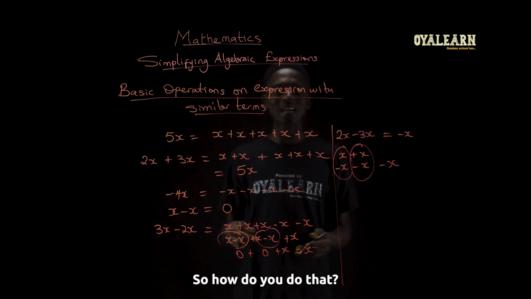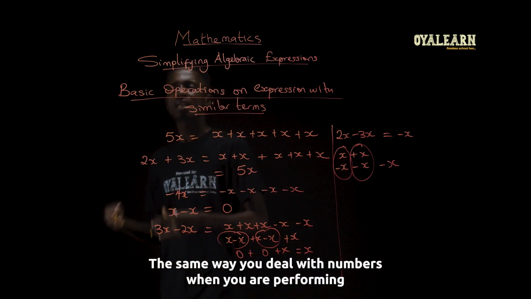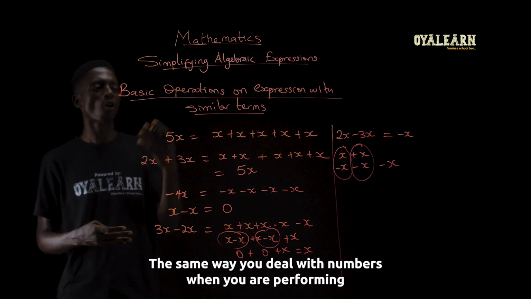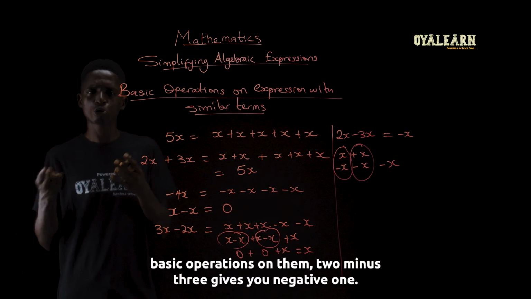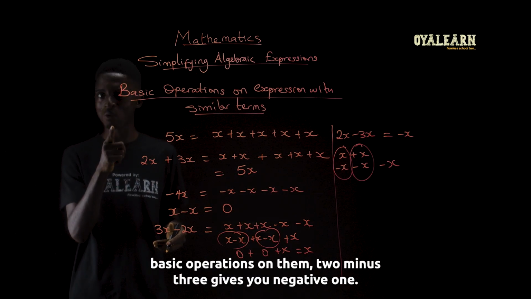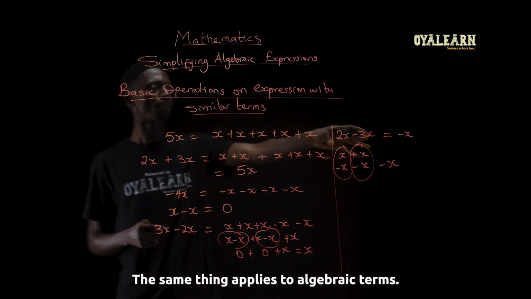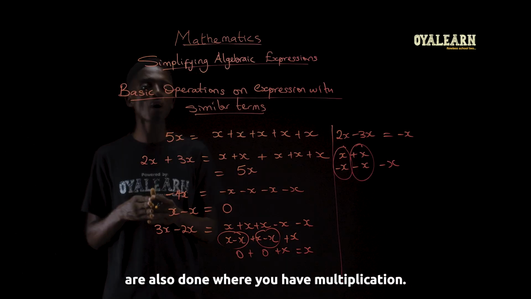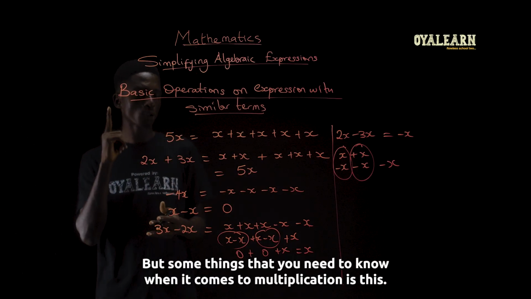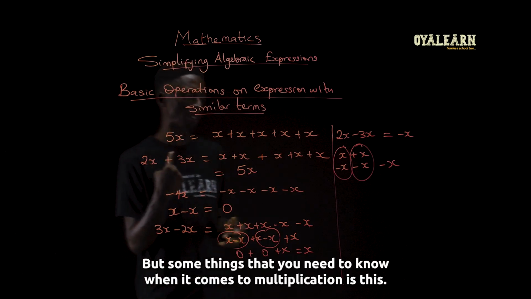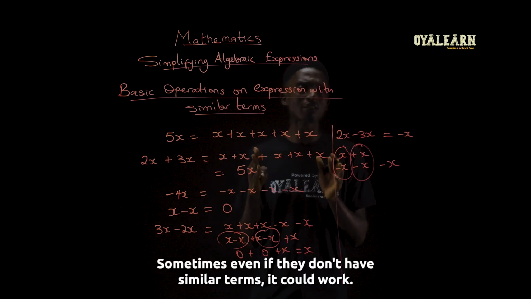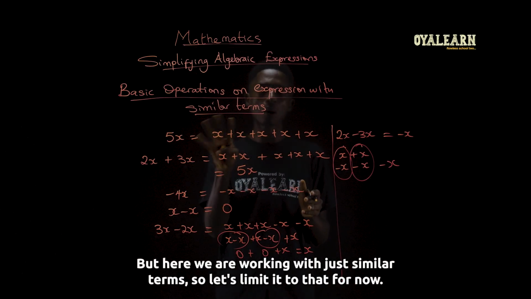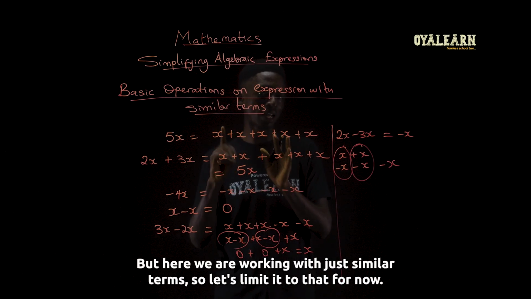So how do you do that? The same way you deal with numbers when you are performing basic operations on them. 2 minus 3 gives you negative 1. Remember that, right? The same thing applies to algebraic terms. And all of these are also done when you have multiplication. But some things that you need to know when it comes to multiplication is this. Sometimes even if they don't have similar terms, it could work. But here we are working with just similar terms, so let's limit it to that for now.